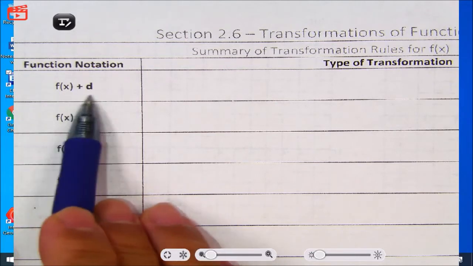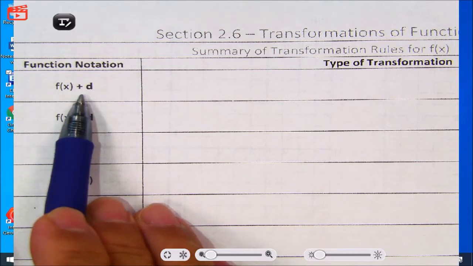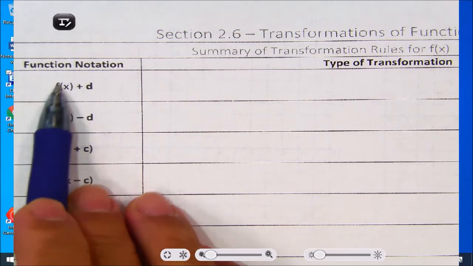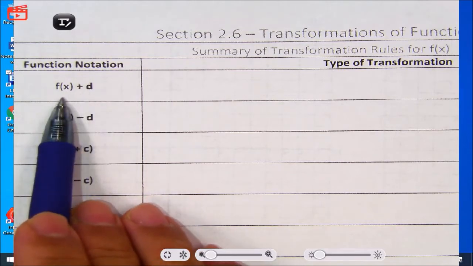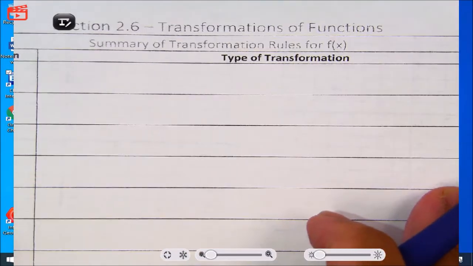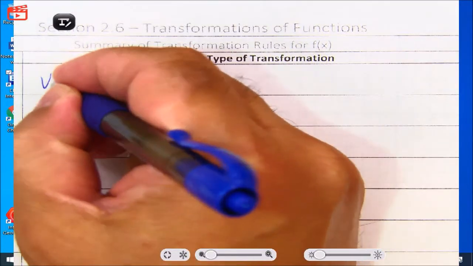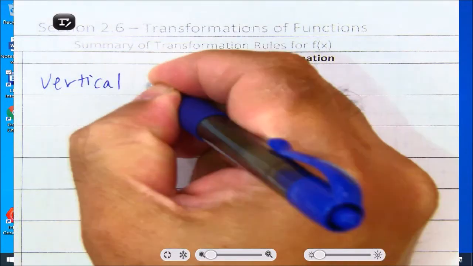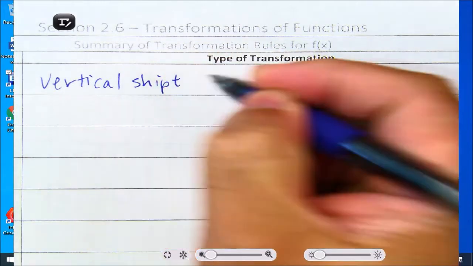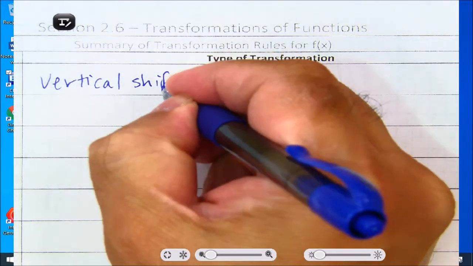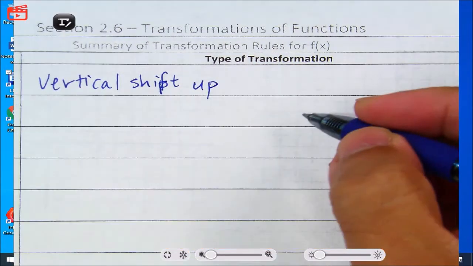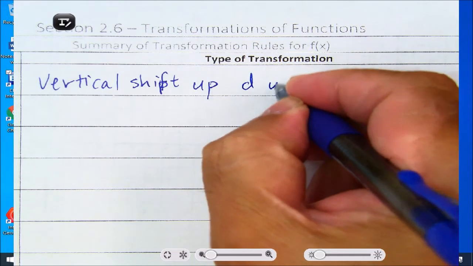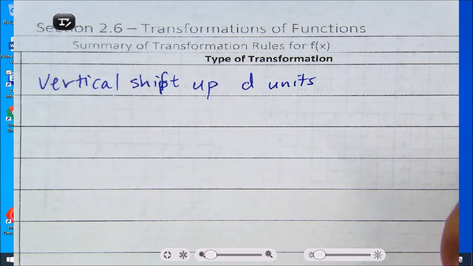Now this plus d out here is the transformation. So if you add d and it's outside of the function, right? So f of x is the function plus d. This is considered outside of the function. We have what's called a vertical shift. Vertical shift up d units. That means it's going to go up d units. So if d is 5, it goes up 5 units.